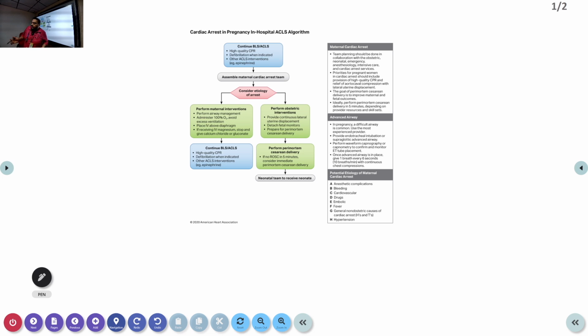Mostly they will be comfortable turning it to the left side, so that the pressure over the vena cava can be released and so the venous return improves. So whenever you see hypotension in a pregnant lady, you should not jump and say, oh, this patient is in hypotension. Lateral uterine displacement has to be done. So that is one concept that you need to remember.